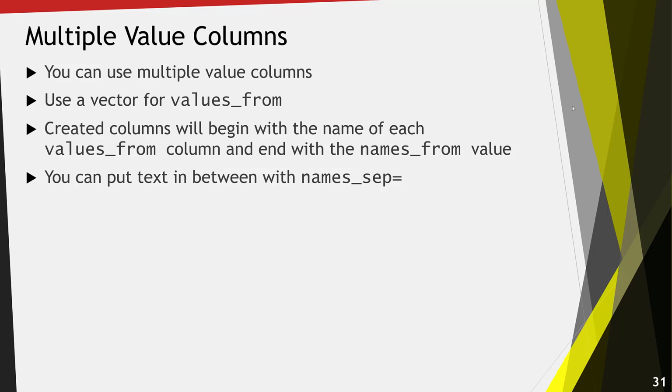So far, all of the pivots that we've considered only take values from a single column. You may wish to take values from multiple columns. If that's the case, you can use a vector of column names as the values from argument. The columns that it creates will begin with the name of each values from column when there's more than one of them, and end with the names from value. Sometimes you don't want that values from column name smashed directly against the names from value. You can put some text in between with the names sep option.